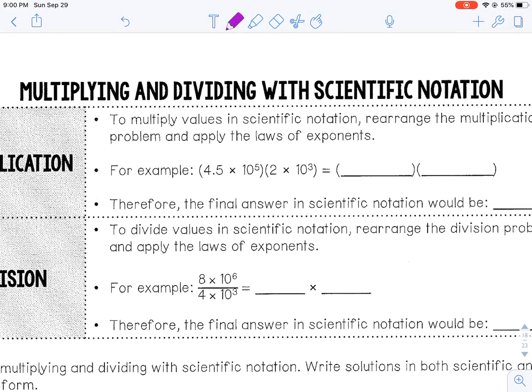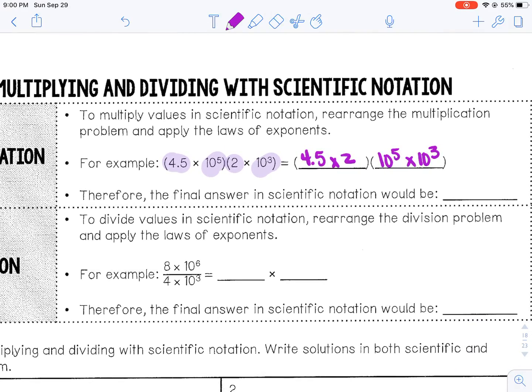So looking at this first example, I'm going to group the two first numbers together. So I'm going to have 4.5 times 2. And then I'm going to group the bases of 10 together in the next grouping of parentheses. So that's going to be 10 to the 5th power times 10 to the 3rd power.